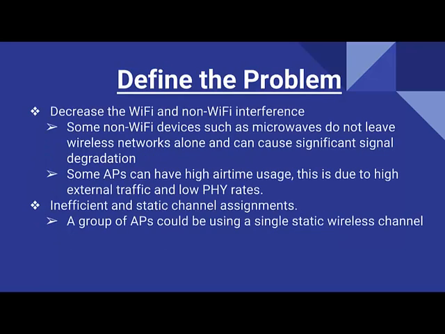We define these problems as the following. As far as decreasing the Wi-Fi and non-Wi-Fi interference, this can be caused by, as far as non-Wi-Fi interference goes, some appliances such as microwaves do not leave wireless signals alone and can broadcast very strongly on certain channels, which can degrade or otherwise interfere with wireless signals.